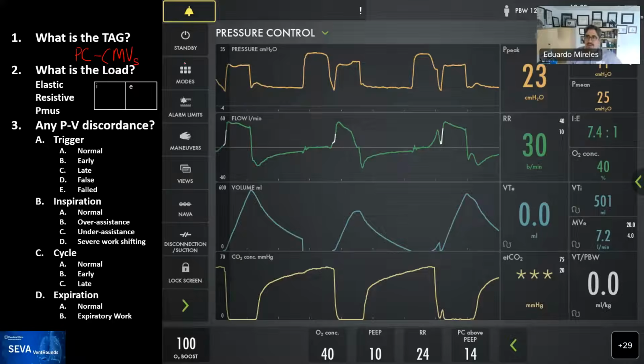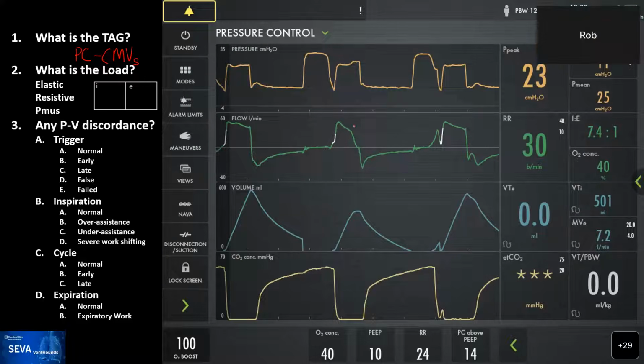Rob, any comments on the tag? Nope, straightforward. Straightforward, high quality, very nice.